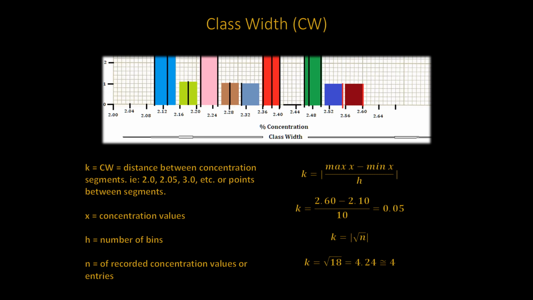The value of 4 means that a division of 4 spaces will be used between labels. Since the number of decimal points is 2, the division would still be 0.04, or 2.0 to 2.04 to 2.08 and so on.